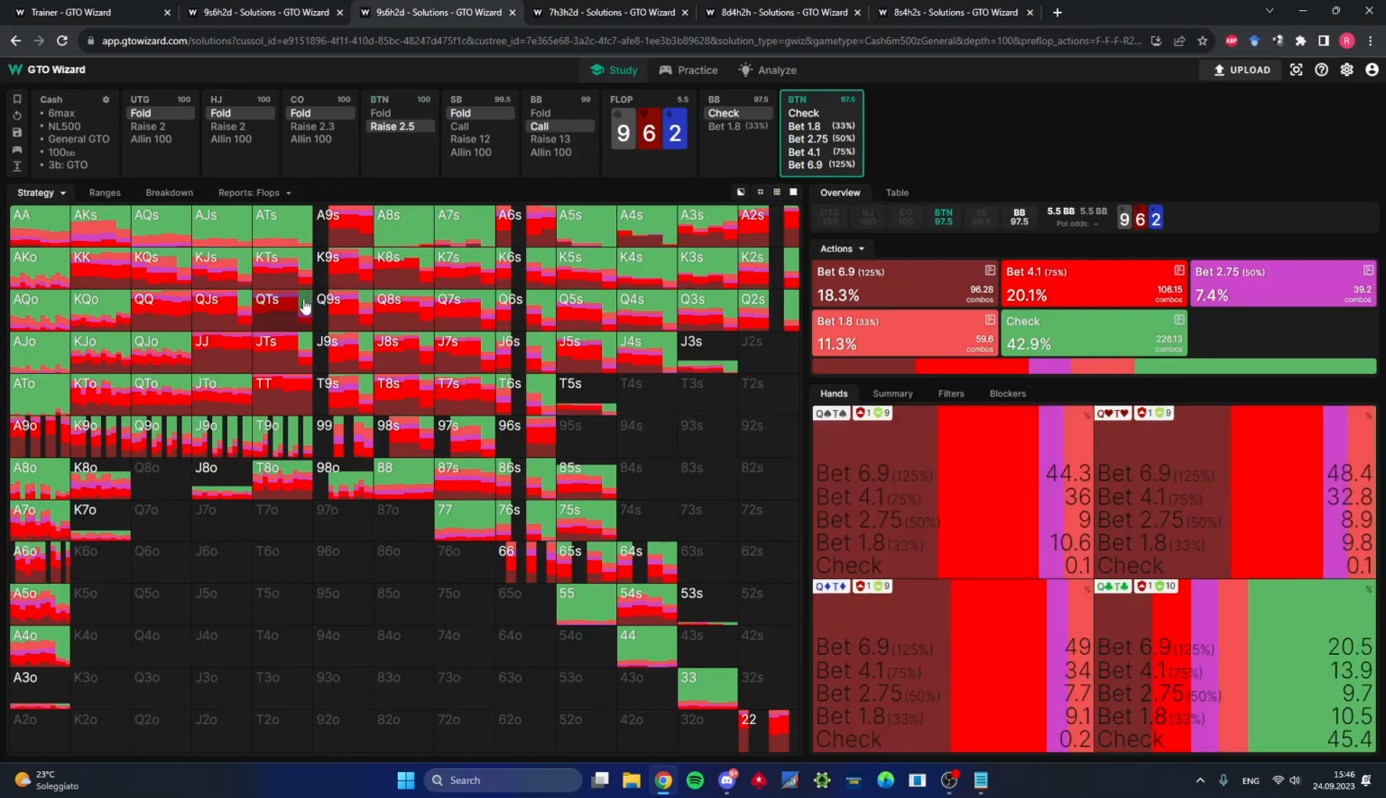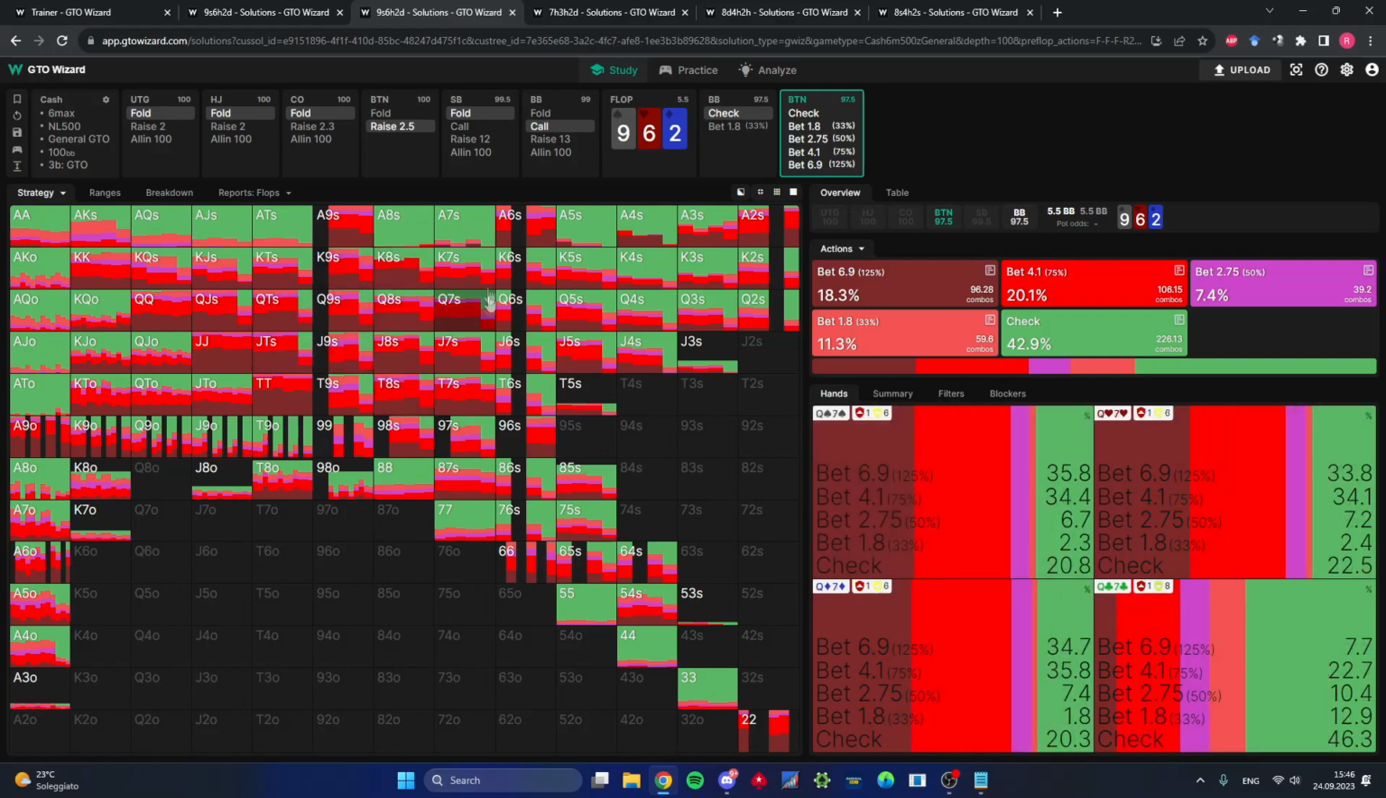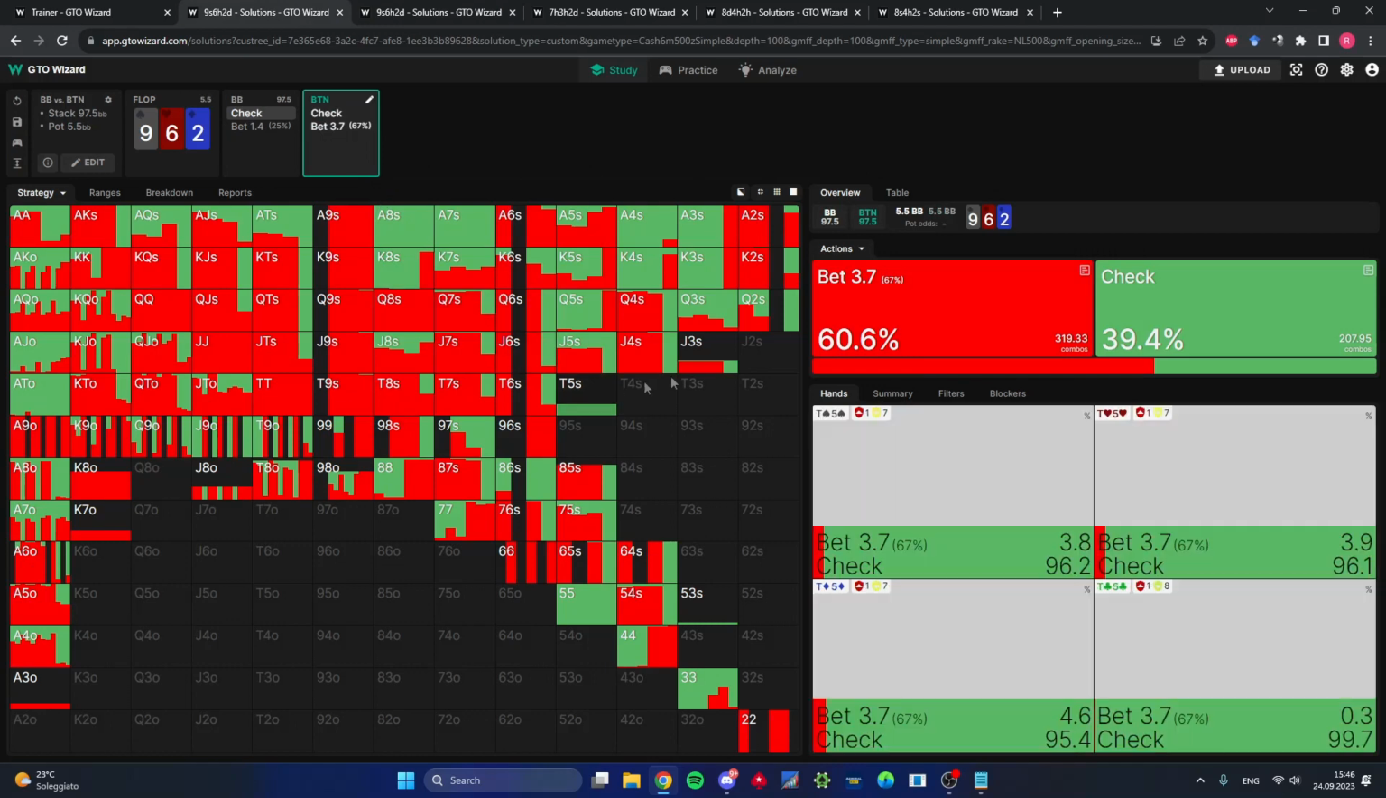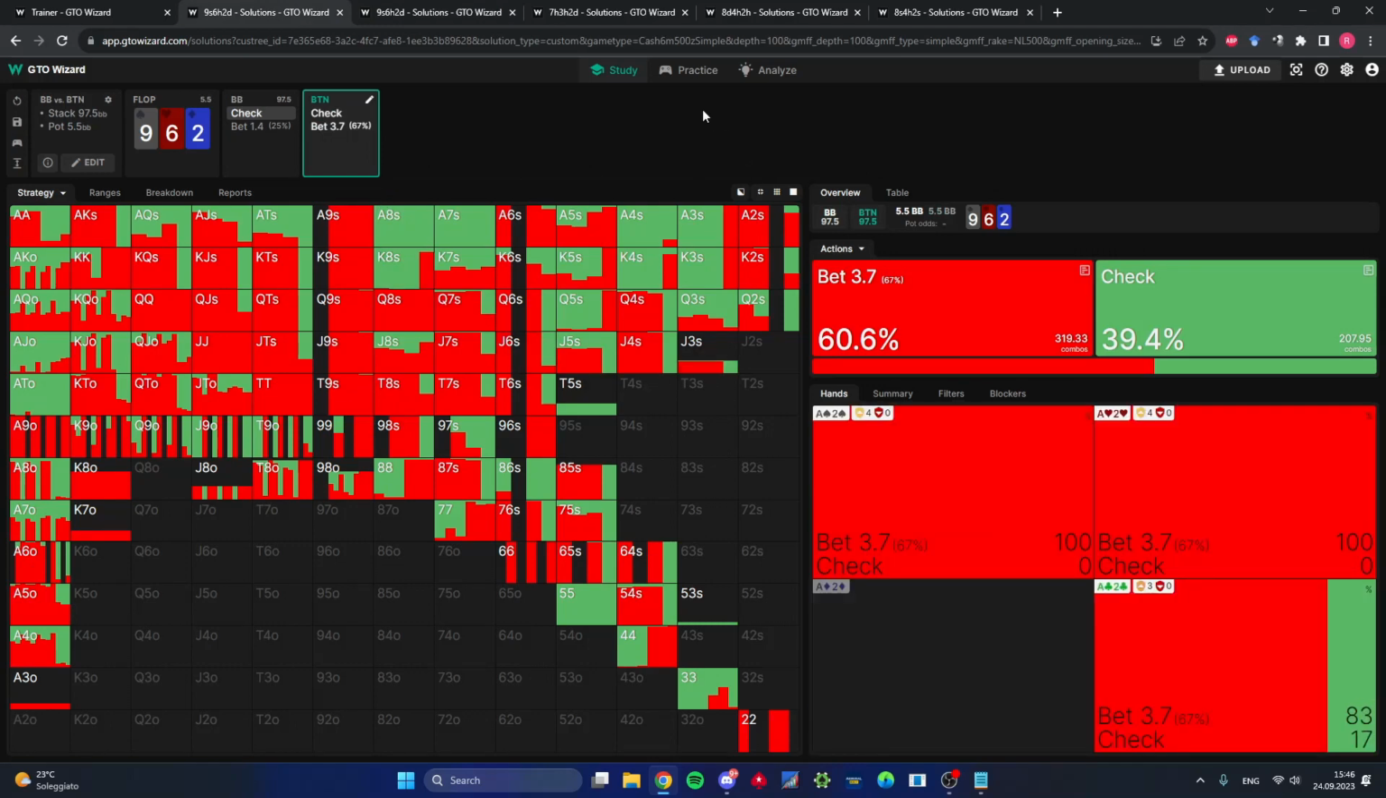While on the old solution, it's similar, but it still was mixing different sizes and mixing different actions a bit more often. And I feel like in general here it's a bit more clear which hands are bet, which hands are check, and this way you can also learn more while you are drilling some spots.